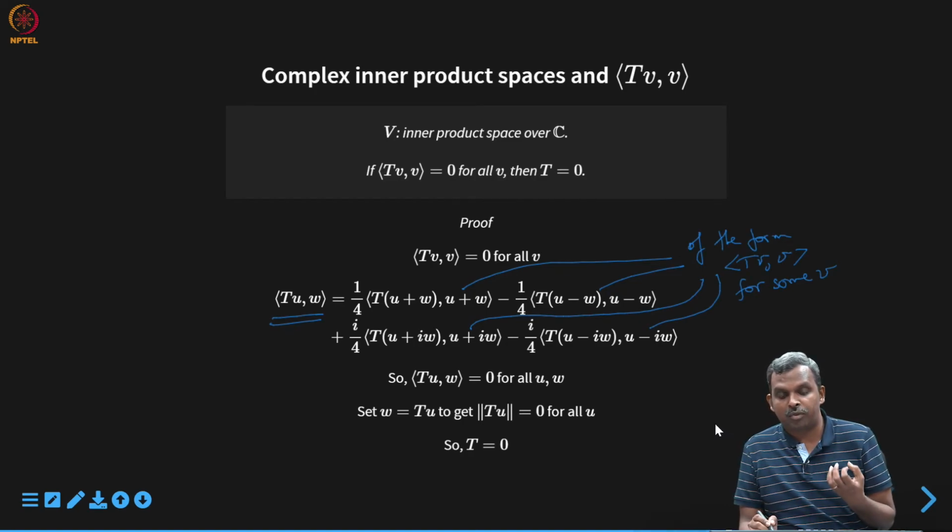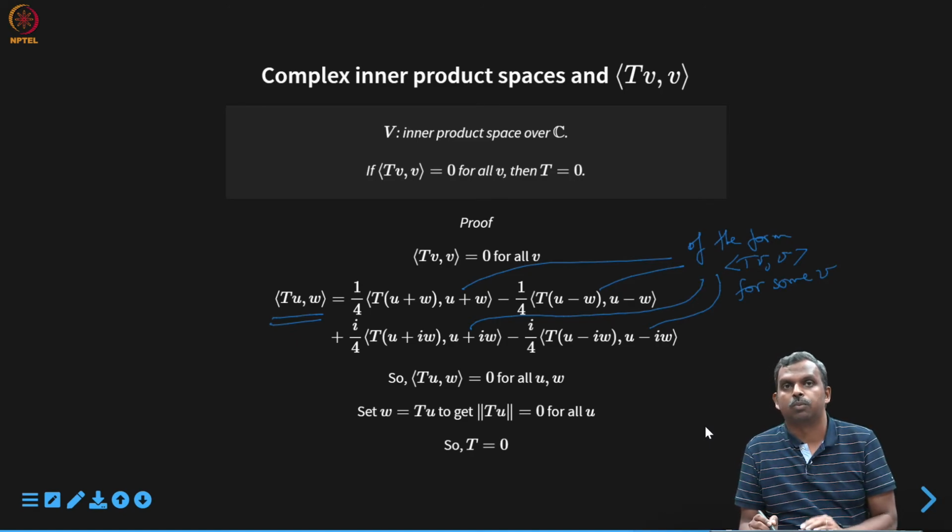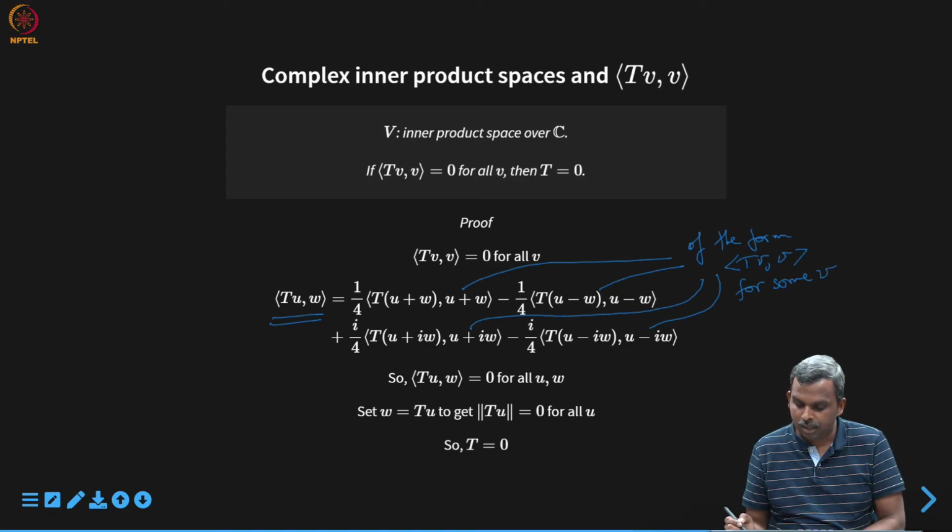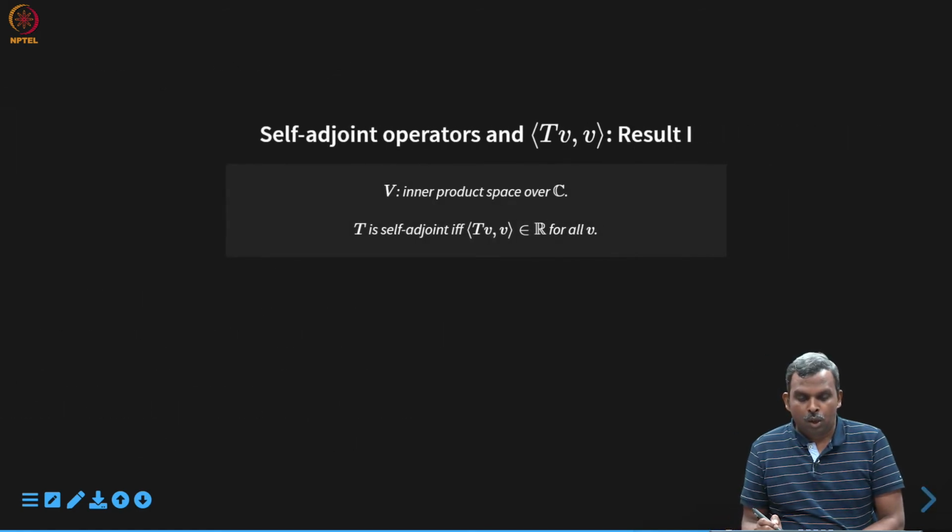When you have any operator in a complex inner product space, there is no self-adjointness going on here. This is just any linear operator in a complex inner product space. If you look at Tv, v, and that is 0 for all v, then that's enough to make T 0. But in the real inner product space, this is not true. So there is some interesting contrast between what happens here. Now if you force the self-adjoint property and look at Tv, v, a lot more interesting things happen.